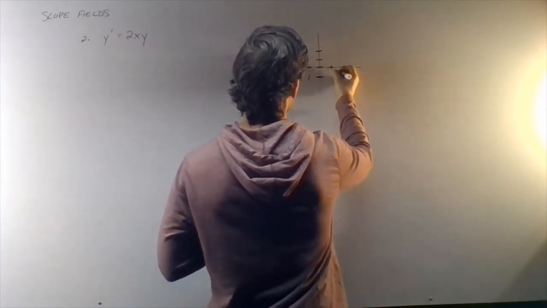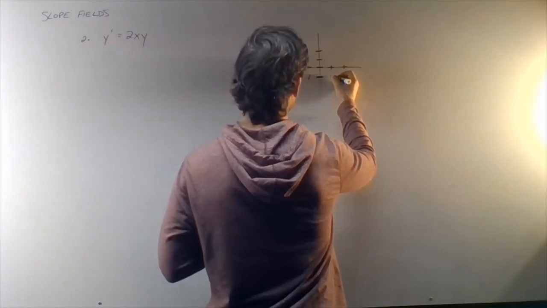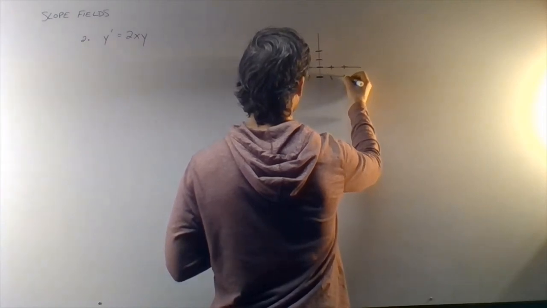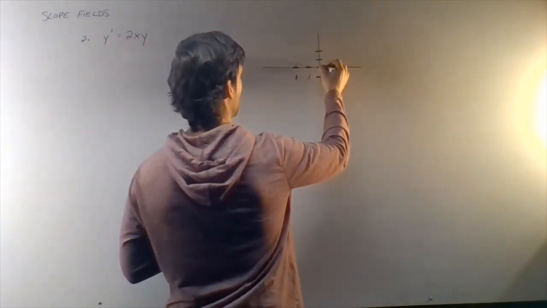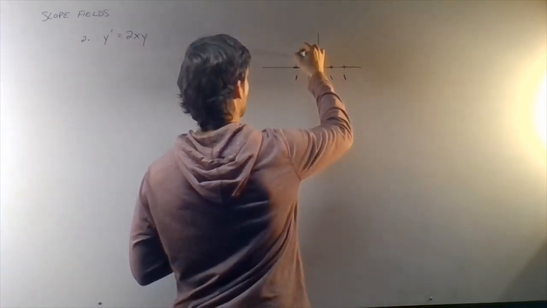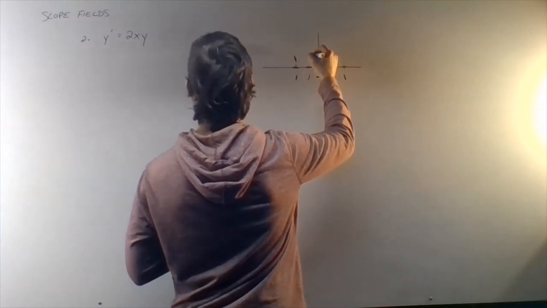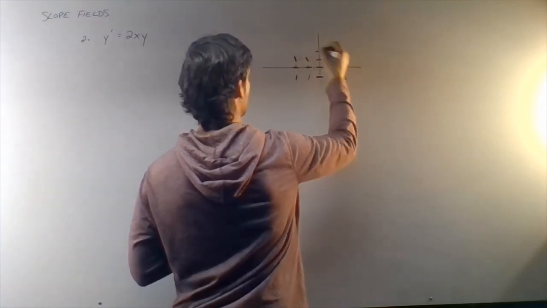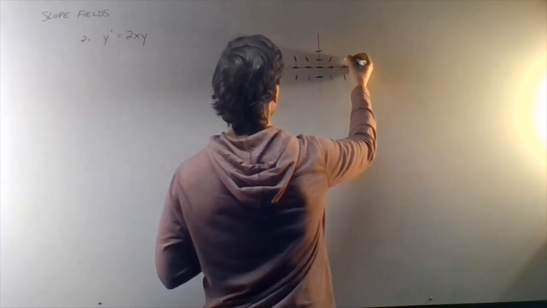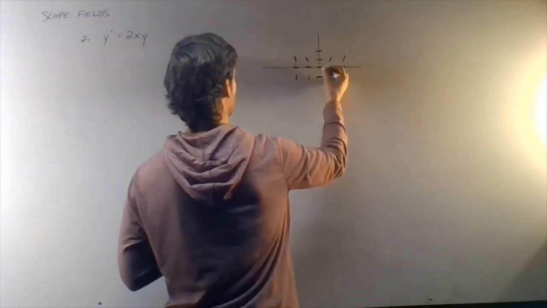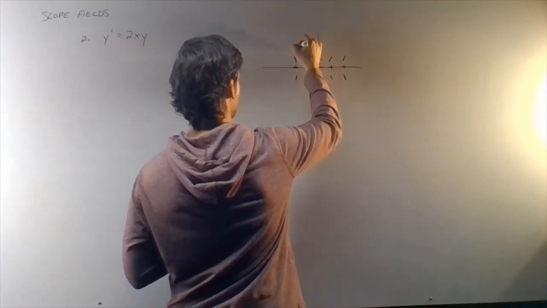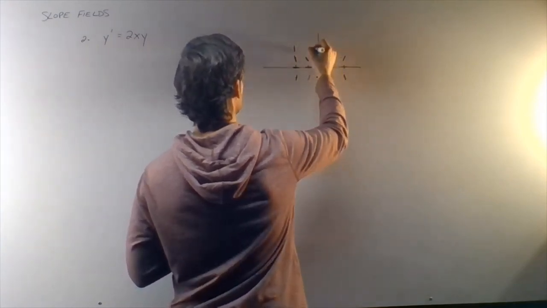If I do 1, -1, that's going to be -2. 2, -1 is going to be -4. Okay, let's jump back up here. -2, 1 is going to be -4. -1, 1 is going to be -2. 1, 1 is going to be 2. 2, 1 is going to be 4. Okay, back over here. -2, 2 is going to be -8, so really steep. -1, 2 is going to be -4.